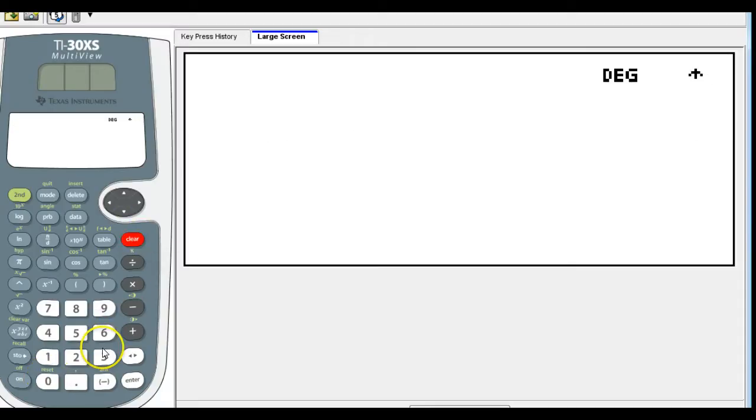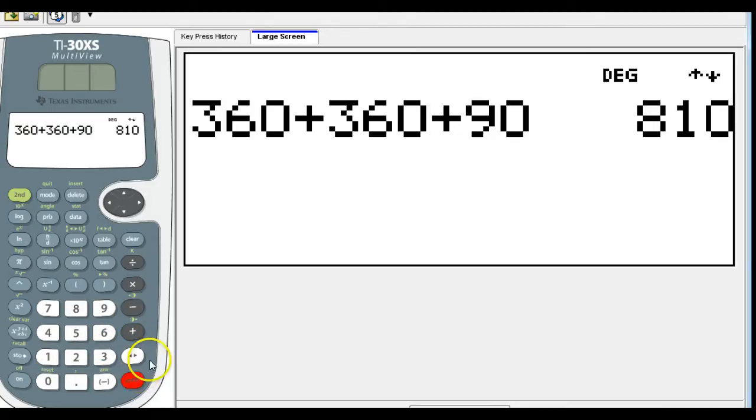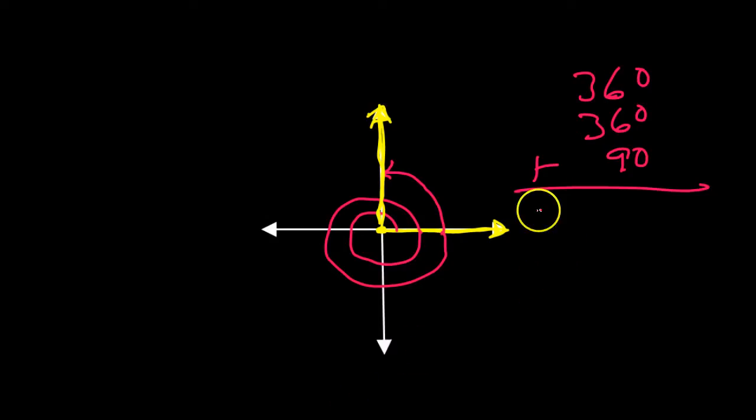So 360 plus 360 plus 90. That's our 2 1/4 rotations. That's 810 degrees.